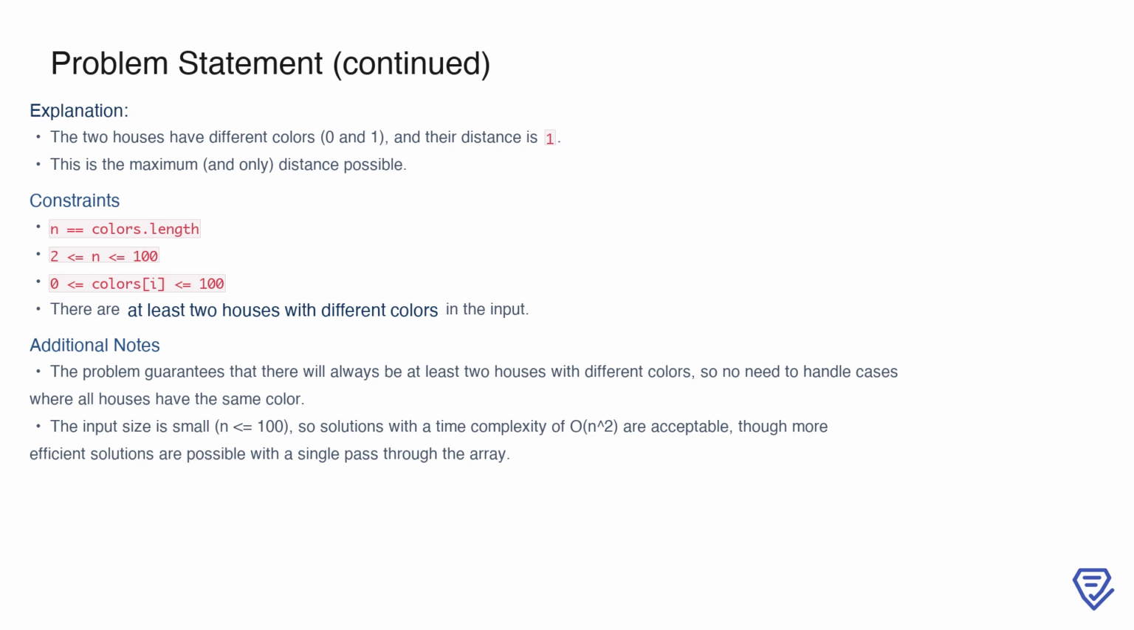To summarize, the problem guarantees that there will always be at least two houses with different colors, and the constraints ensure that the input size is small enough to allow solutions with quadratic or linear time complexity. This makes the problem approachable while still leaving room for optimization with more efficient algorithms.